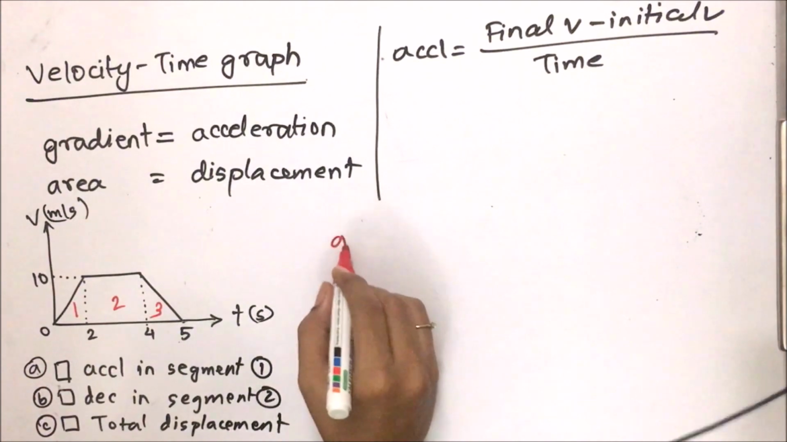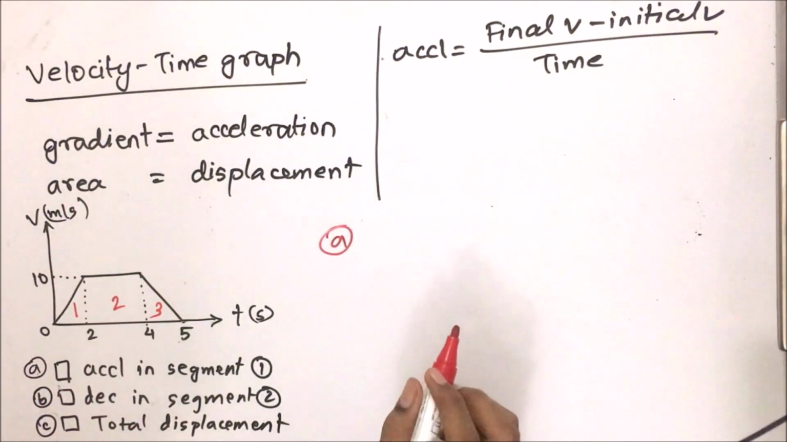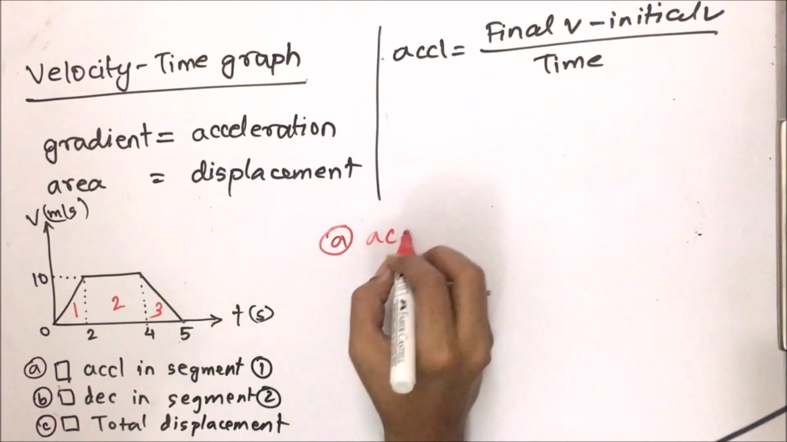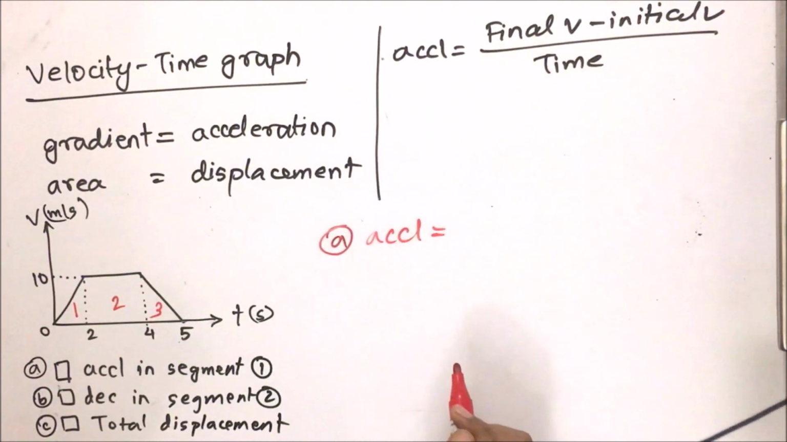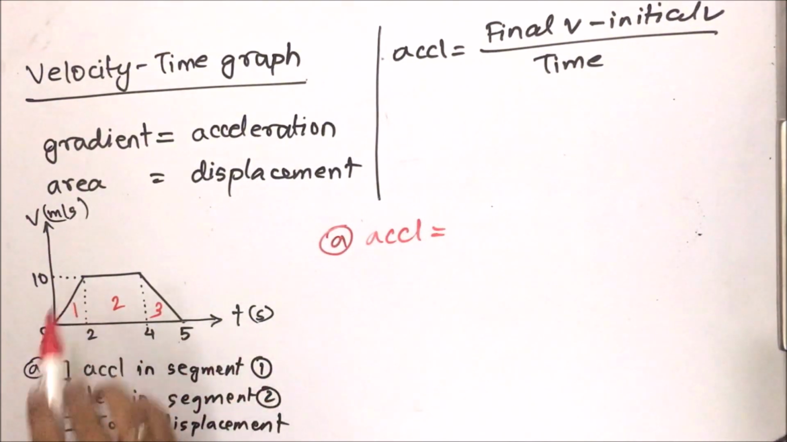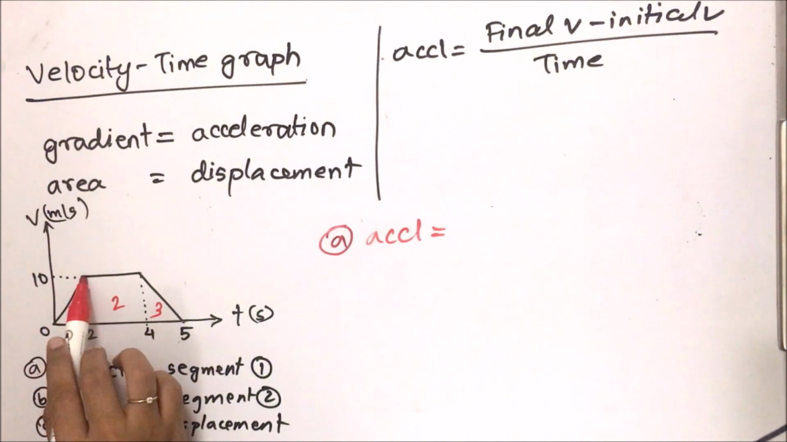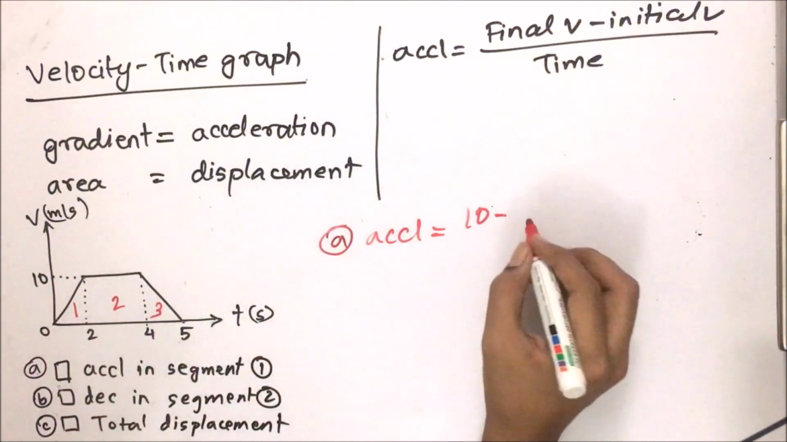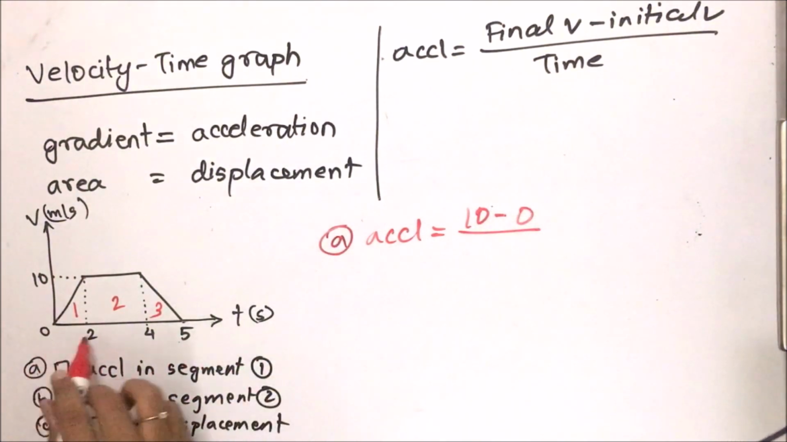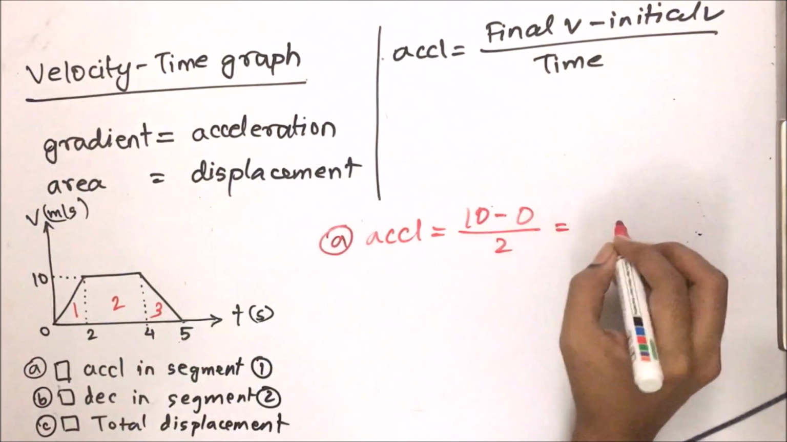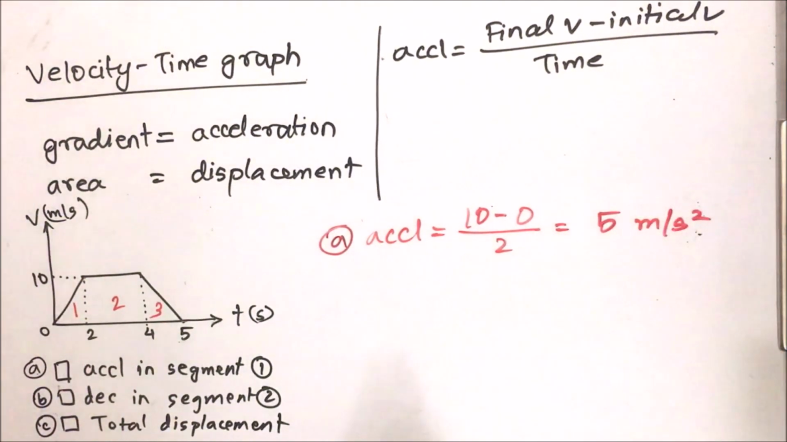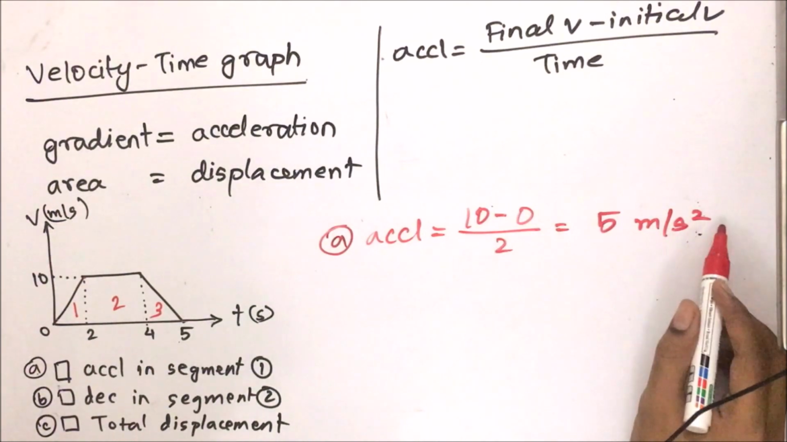The first part asks for the acceleration in segment number 1. Okay, so doing part A, acceleration in segment 1. Acceleration according to this formula is final velocity minus initial velocity, divided by time. What is the final velocity? This is my final velocity, that is 10. My initial velocity is 0 and the time is 2 seconds. So 5 meters per second squared. That is the unit of acceleration, meters per second squared.